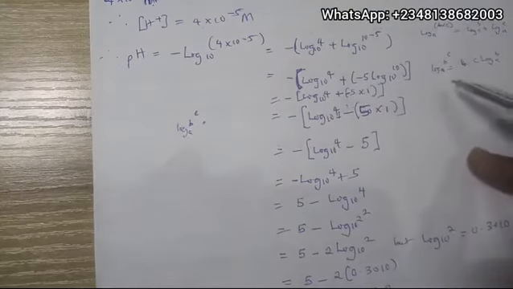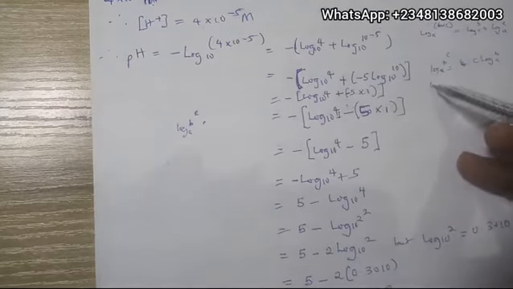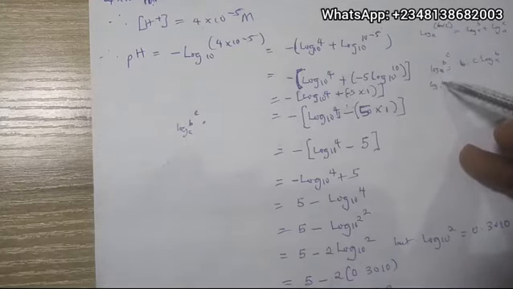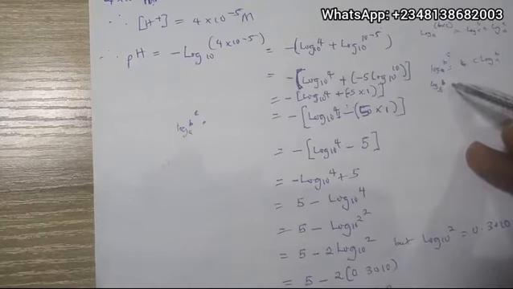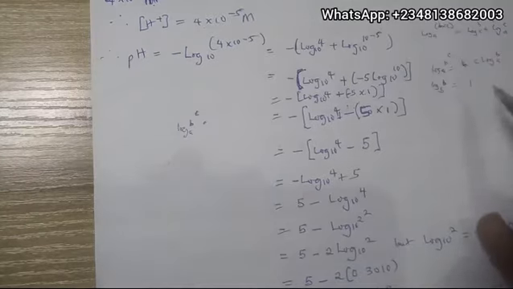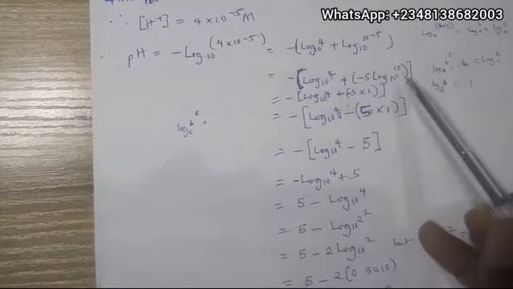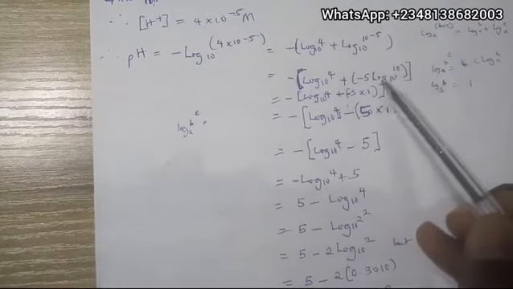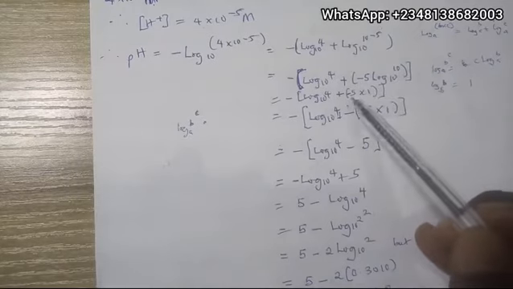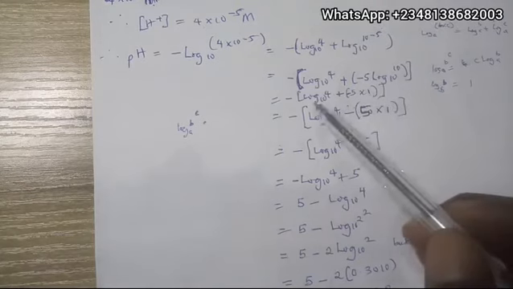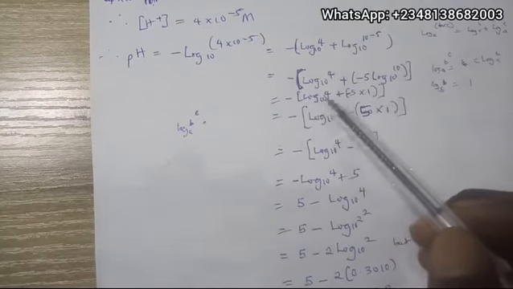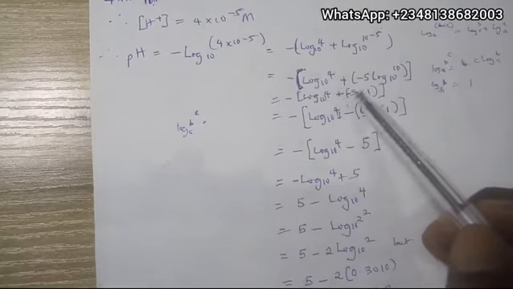Now, there's also another law that says that the log of a number to its base, that is log b to base b, is equal to 1. Log of a number to its base is equal to 1. So because of that, log 10 to base 10 is equal to 1. That's why we change this to 1. We now have minus 5 times 1. This one is still there: log 4 to base 10 plus minus 5 times 1.